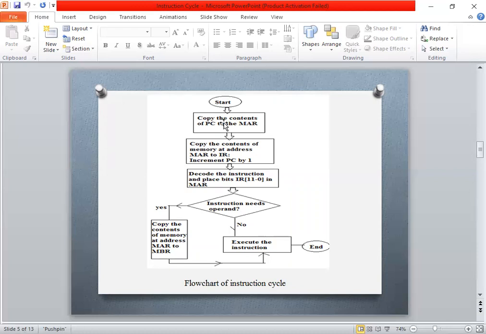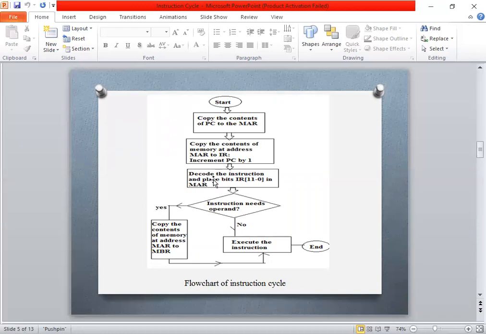Basically, in this flowchart, the first step is to transfer the contents of the program counter to the memory address register. Next, transfer the contents or data of memory at the location given by the memory address to the instruction register. The data is copied to the instruction register. PC is incremented by 1 to prepare for the next fetch.